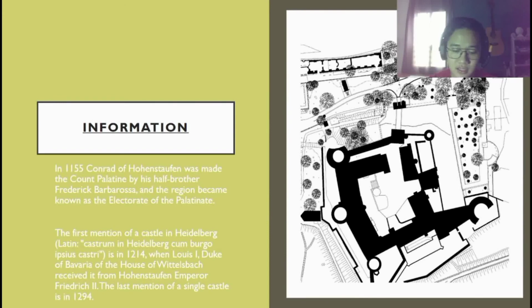The first mention of a castle in Heidelberg is in 1214, when Louis I, Duke of Bavaria, of the House of Wittelsbach, received it as a fief from the Hohenstaufen Emperor Friedrich II. The last mention of a single castle is in 1294.